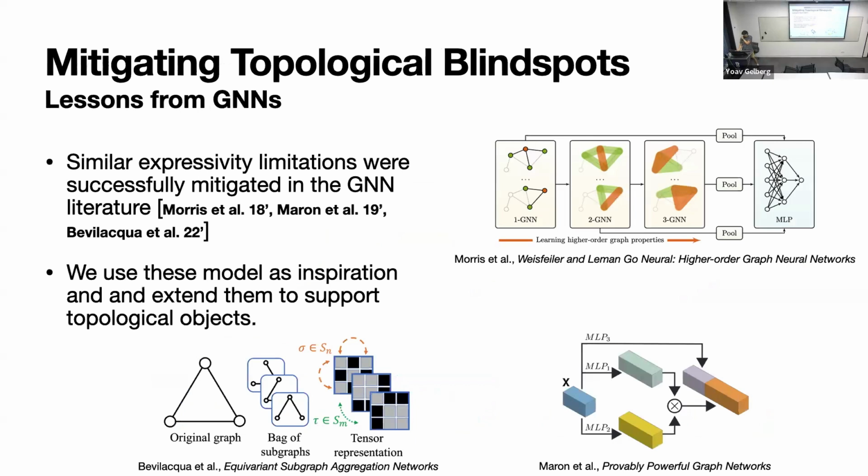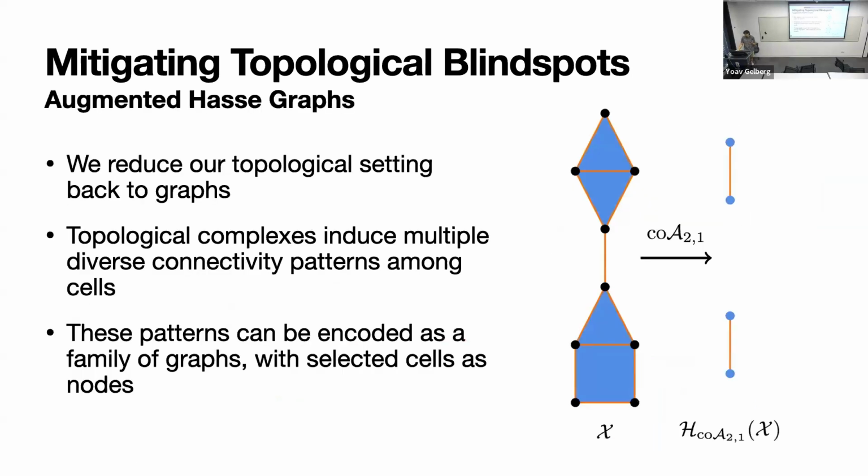So when we're thinking about addressing these limitations, we go back to what worked for graph neural networks. As mentioned in Guy's talk, and in GNN literature, similar expressivity issues were studied extensively, and a wide range of techniques like tensor representations, like equivariant layers, like subgraph-based networks have been developed to overcome this. And we want to leverage these expressive graph methods in our case. So how do we do it?